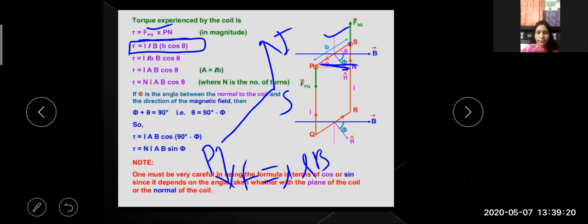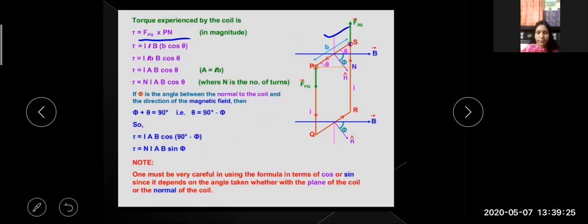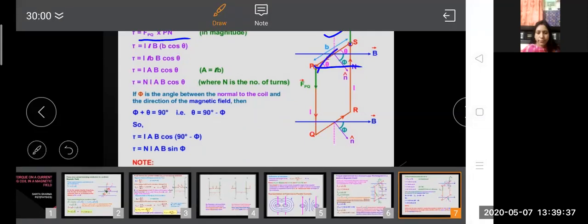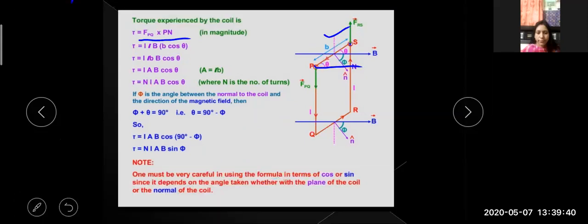Okay. From the equation we see that the force is ILB, and Pn is b cos theta. From this figure, this is N and this is PS. We see the top view of the coil. So Pn is b cos theta. We can see this in the figure. So we can write the equation: torque is given by ILB times b cos theta. I hope this is clear to you.